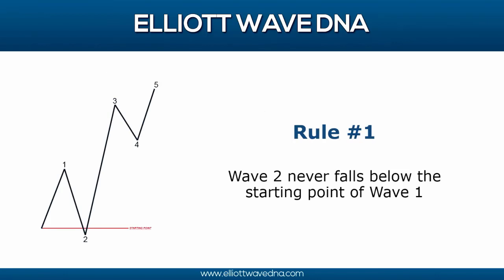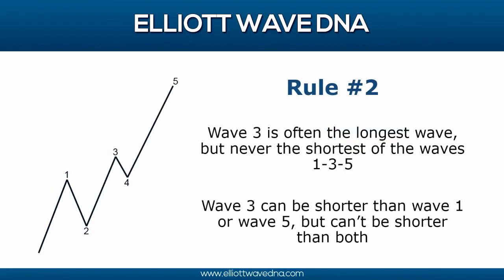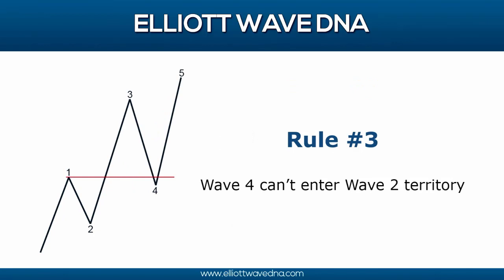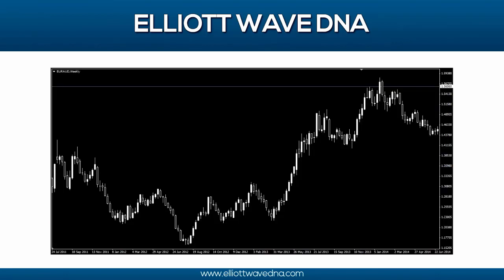Rule number 1. Wave 2 never falls below the starting point of wave 1. Rule number 2. Wave 3 is often the longest wave, but never the shortest of waves 1, 3, and 5. Wave 3 can be shorter than wave 1 or wave 5, but can't be shorter than both waves. Rule number 3, wave 4 can't enter wave 2 territory. Now, let's take a look at a few examples.